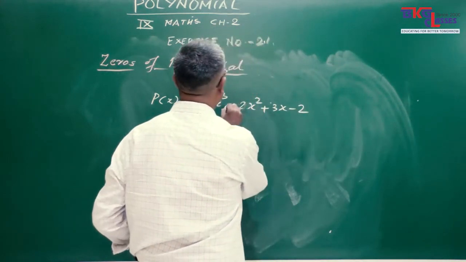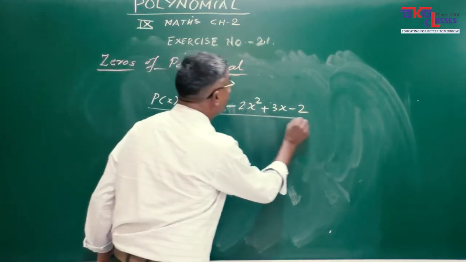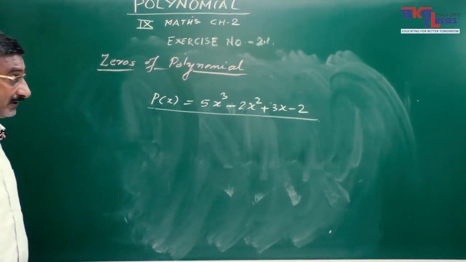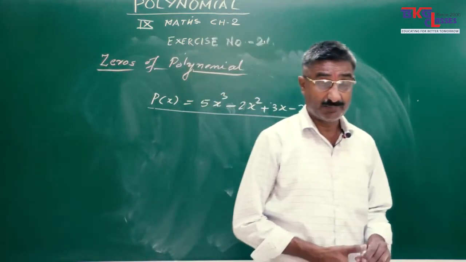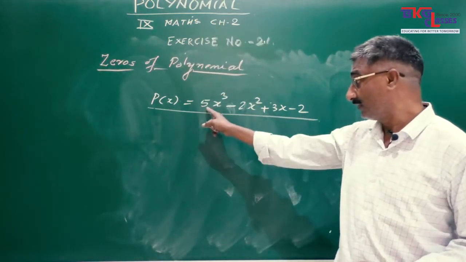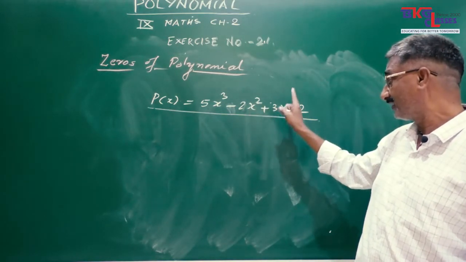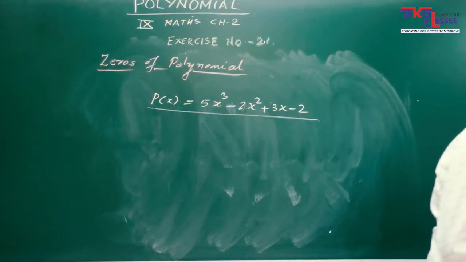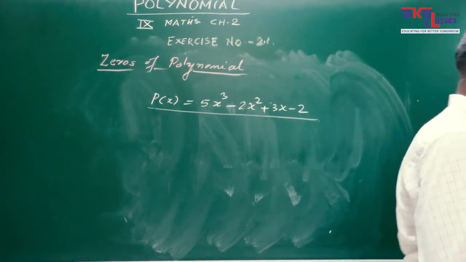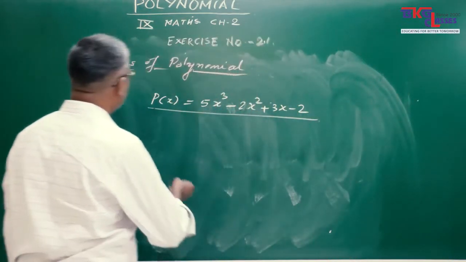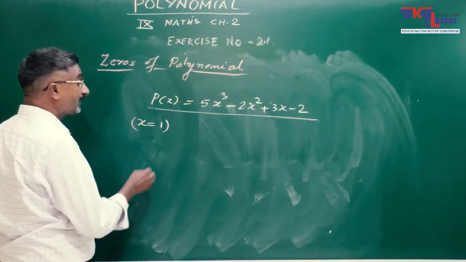So this is the polynomial represented by p(x). This is denotation, we are denoting it. It means for the x value, the polynomial is 5x³ − 2x² + 3x − 2. Now, if we replace x by 1 everywhere in p(x), means say x = 1, we are replacing everywhere x by 1.